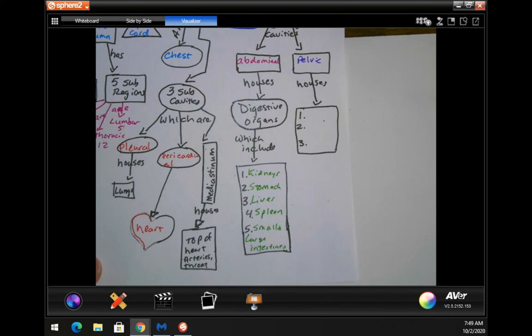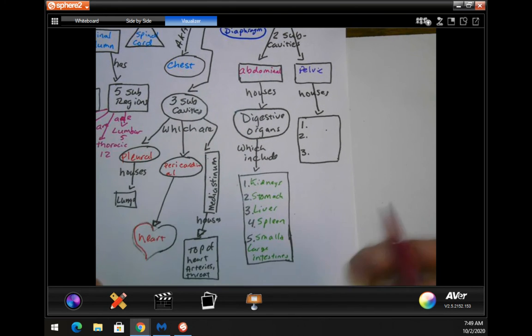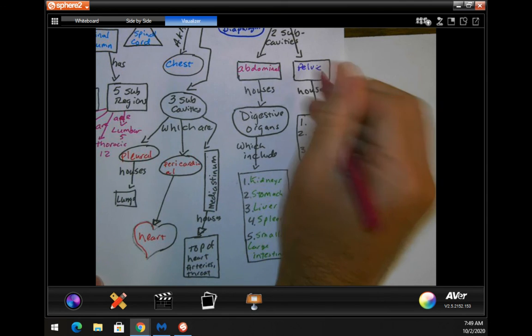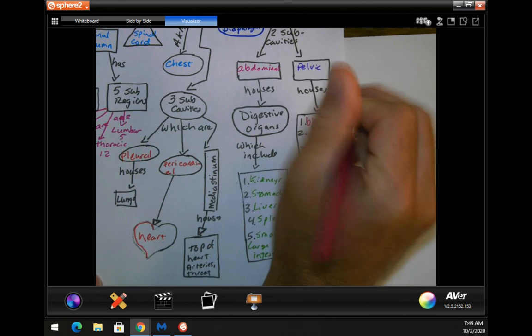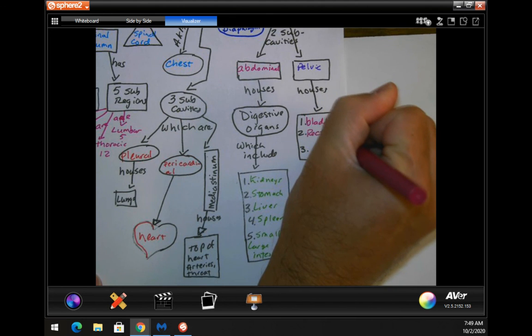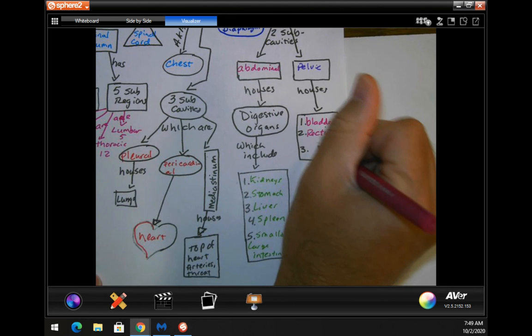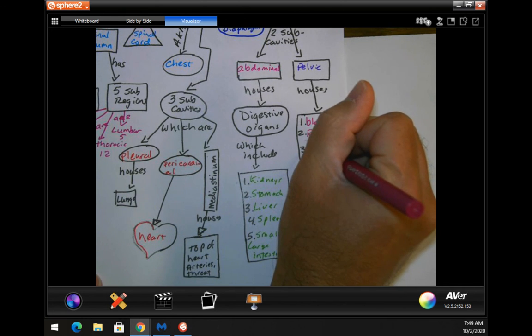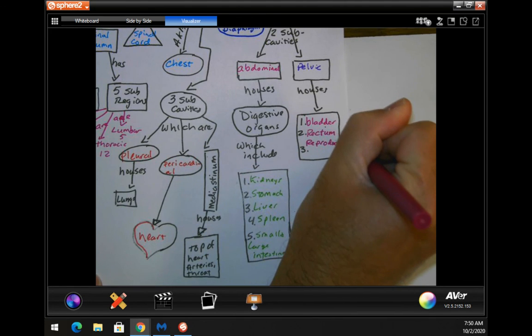Okay, and then your pelvic region houses your bladder, the lower part of your colon and your rectum. And then the internal organs of reproduction, like your ovaries. The reproductive organs.